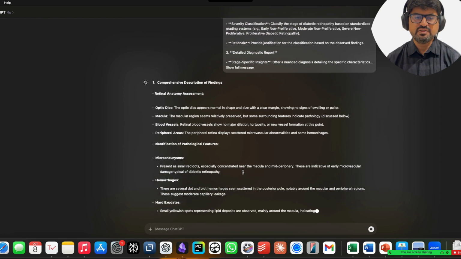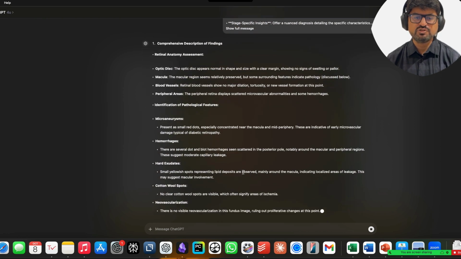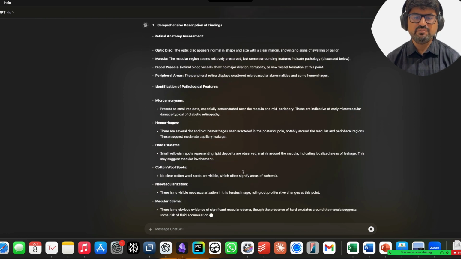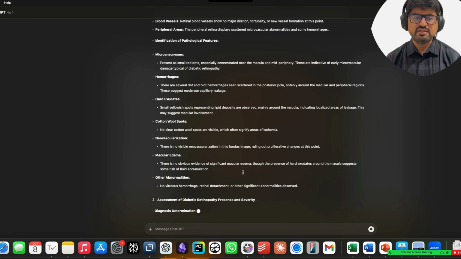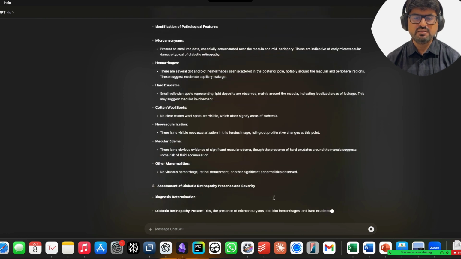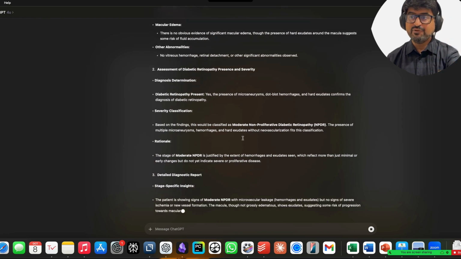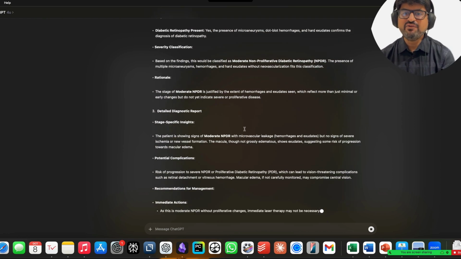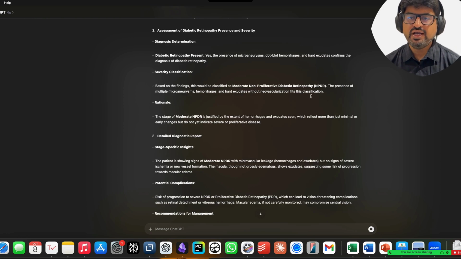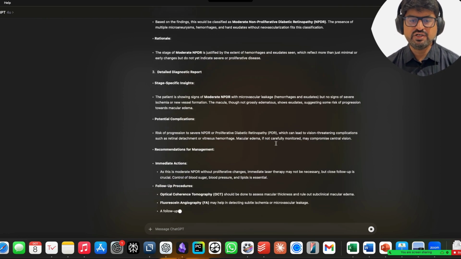So it says that there are microaneurysms, hard exudates, cotton wool spots, whether they are there or not, macular edema, other abnormalities. Based on that, it says it is moderate. This is done live. I just did this live, right? Again, moderate non-proliferative diabetic retinopathy. So it says this is what it is.